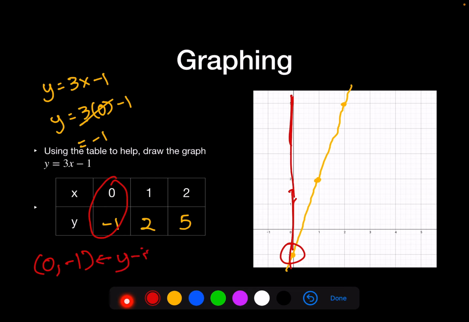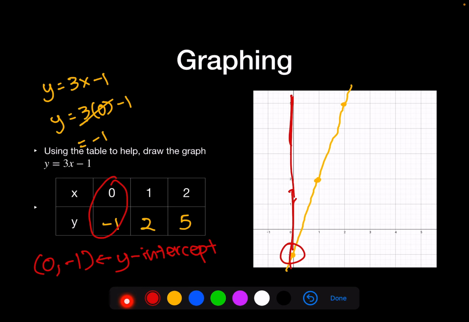Let me just write that down for you. So that's the y-intercept. That's the first thing to pay attention to. Secondly is the gradient of the graph. What is the gradient? The gradient is the slope. So the slope of the graph is, for every x unit the graph moves, how many y units it moves.